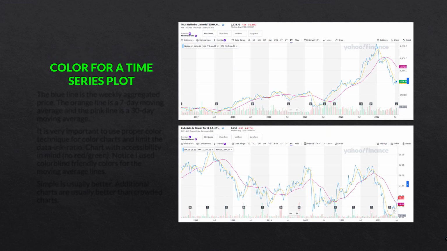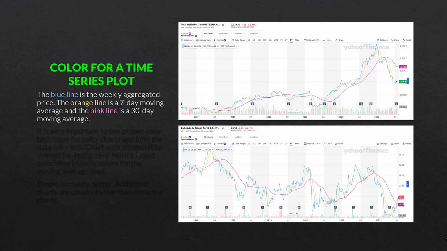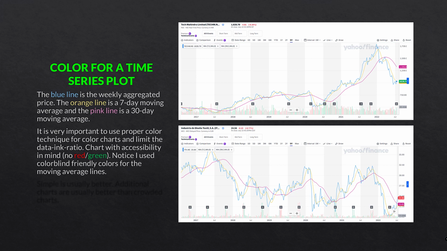Color for a time series plot. So the blue line is the weekly aggregated price like before, the orange line is the 7-day moving average, and the pink line is a 30-day moving average. It is very important to use proper color technique for color charts and limit the data ink ratio, which means we want to keep things basically as simple as possible. Charts with accessibility in mind, so no red or green together.